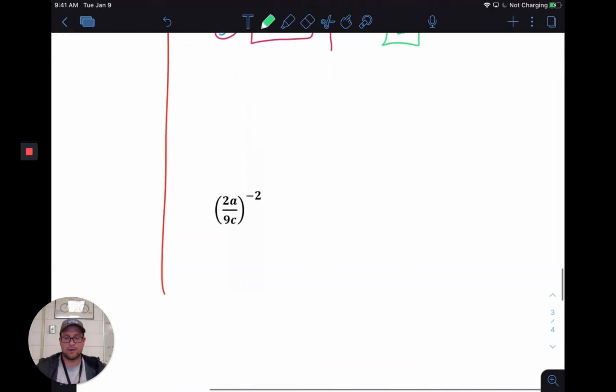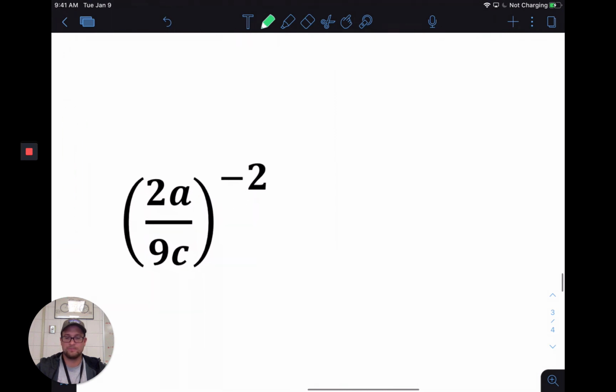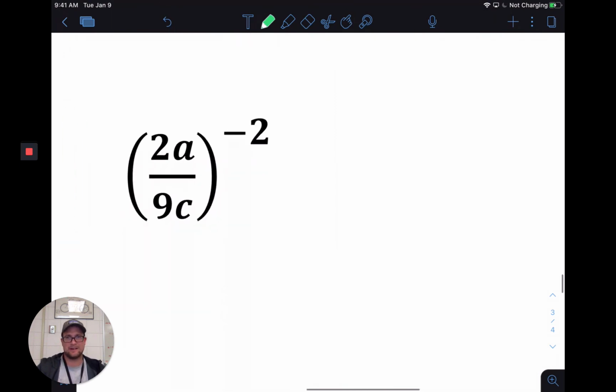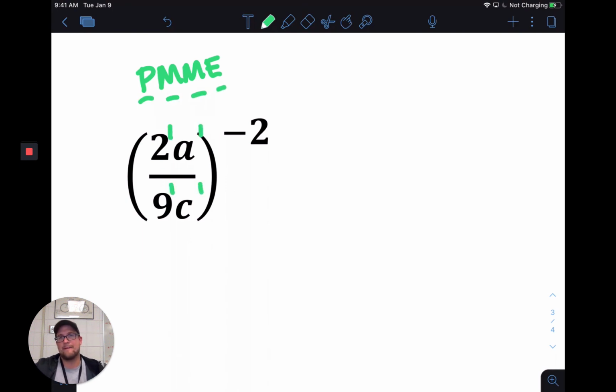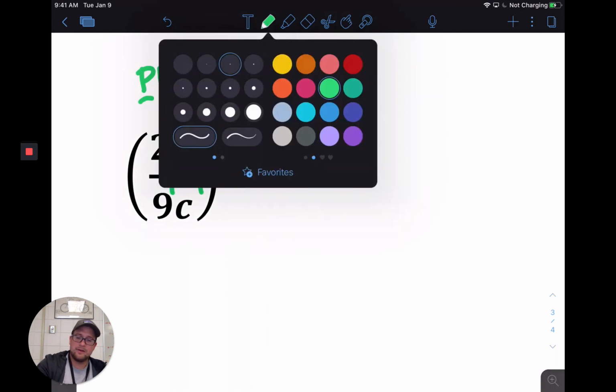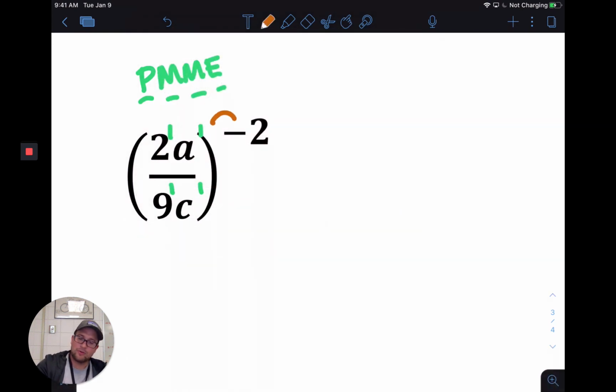This is the last problem we're going to tackle in this part 2 video. And let's do it 2 ways again, because again, we have a fraction on the inside that's being raised to the negative. I think the way you're more familiar with right now is the PMME. Parentheses mean multiply exponents. So first we need to make sure each of these has an exponent in there. And then we are going to multiply the negative 2 to each of those exponents.